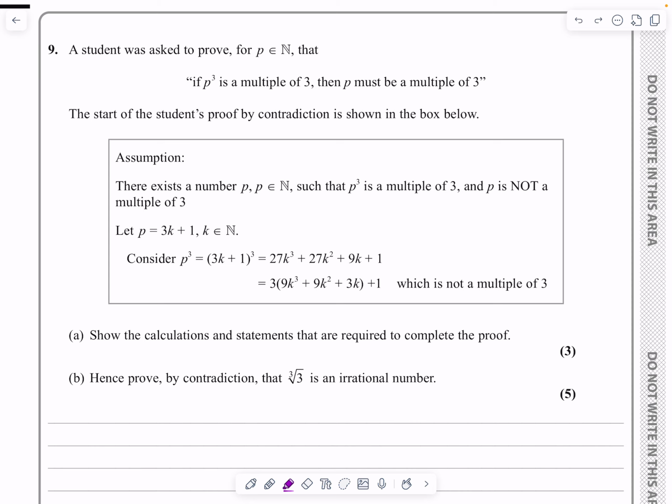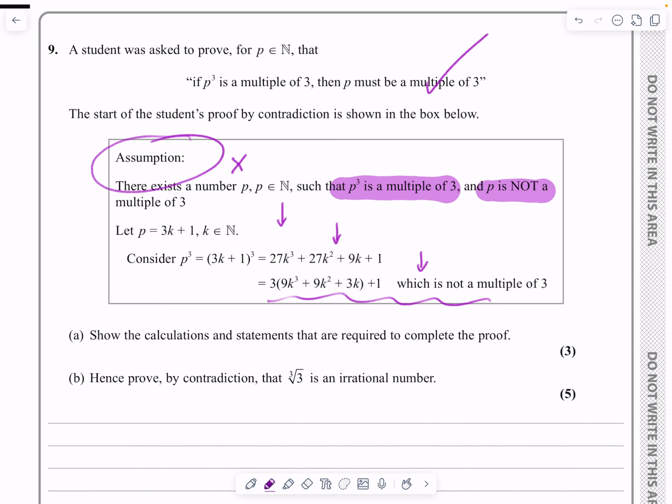What we do is we actually assume that the opposite is true. So we assume that we can have p cubed being a multiple of 3 and p is not a multiple of 3. Then when we follow through a logical argument, we will get to a contradiction. We'll get to something that doesn't work. If that doesn't work, then this assumption is false. And if the assumption was the opposite, then logically that bit must be true.